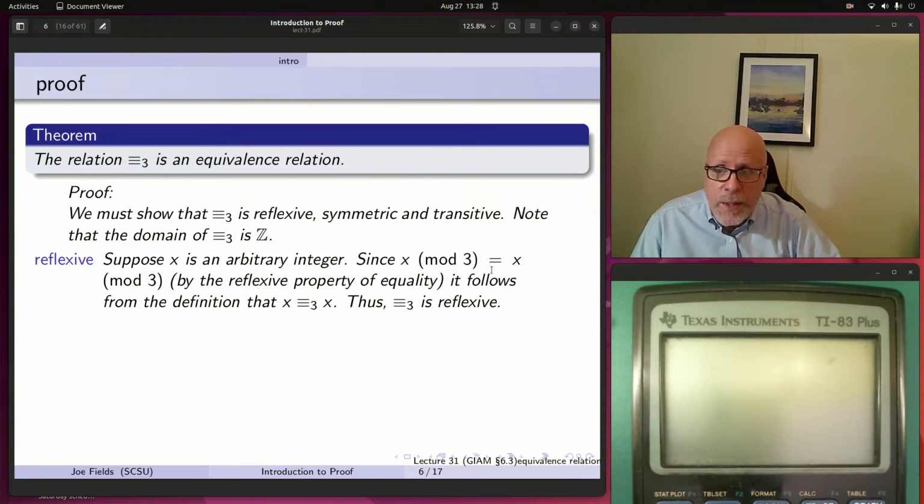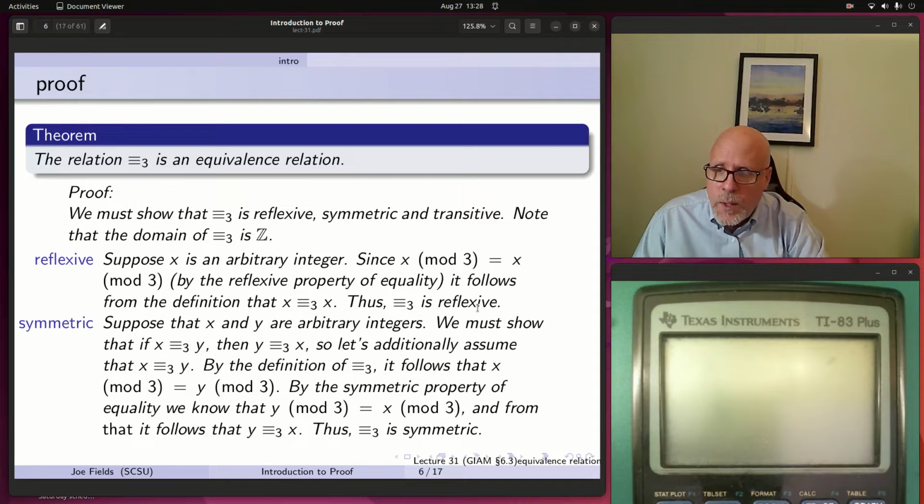Since x mod 3 is equal to x mod 3, that's silly, but it's what we need. That's the reflexive property of equality. It follows from the definition that x is equivalent mod 3 to x. Thus, equivalence mod 3 is reflexive. Okay.